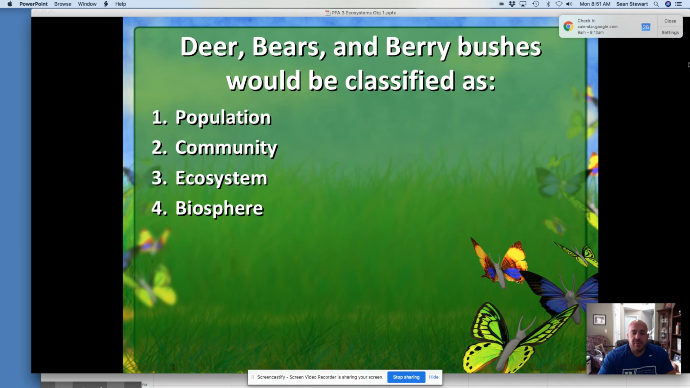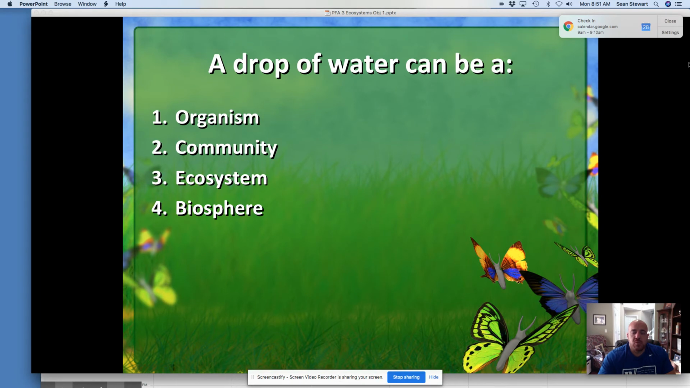Ooh, back to the very first thing we talked about. Deer, bears, and berry bushes. What would that be classified as? Well, different organisms living in the same area would be a community. What about a drop of water? That's crazy. Believe it or not, it can be an entire ecosystem. You have little bacteria living in there. The water is not living, so you have living and non-living together. So even though it's super small, it can be an ecosystem.